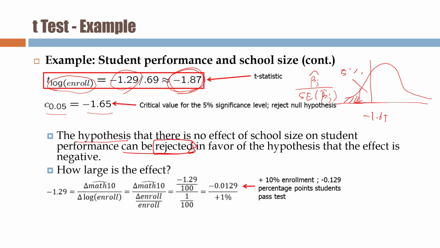We can reject because we can say the log of enrollment has a statistically significant effect on the percentage of students who passed the math test. Okay.